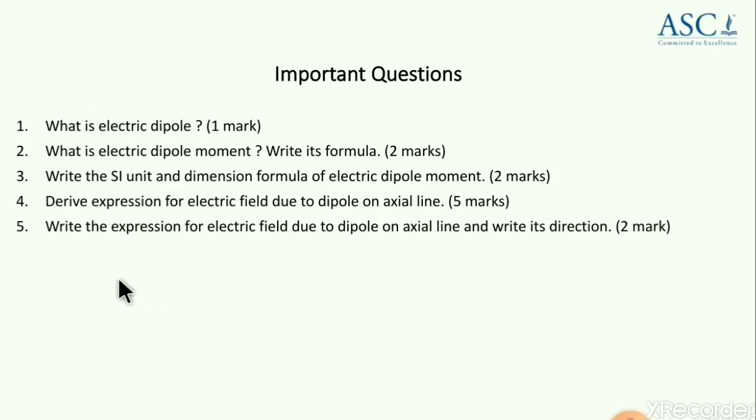Before I end the session, a few questions on the same topic. What is an electric dipole? 1 mark. What is the electric dipole moment? Write its formula, each 1 mark. SI unit and dimension formula for dipole moment, 1 mark each. Derive the expression for electric field due to a dipole on the axial line, 5 marks. Write the expression for electric field due to a dipole on the axial line and write its direction, that is for 2 marks. And a few more questions I'll include, just write them down.